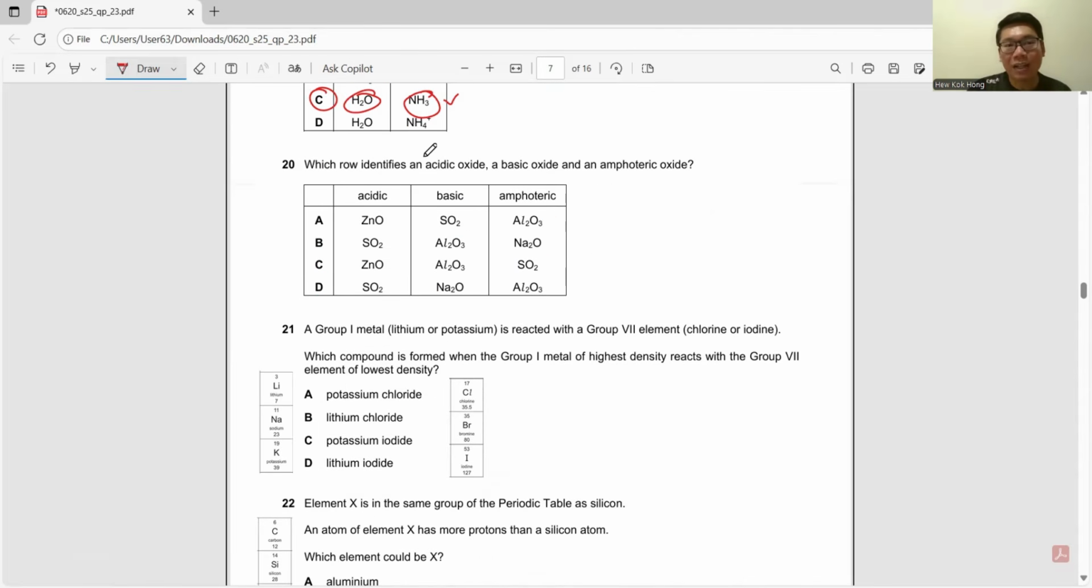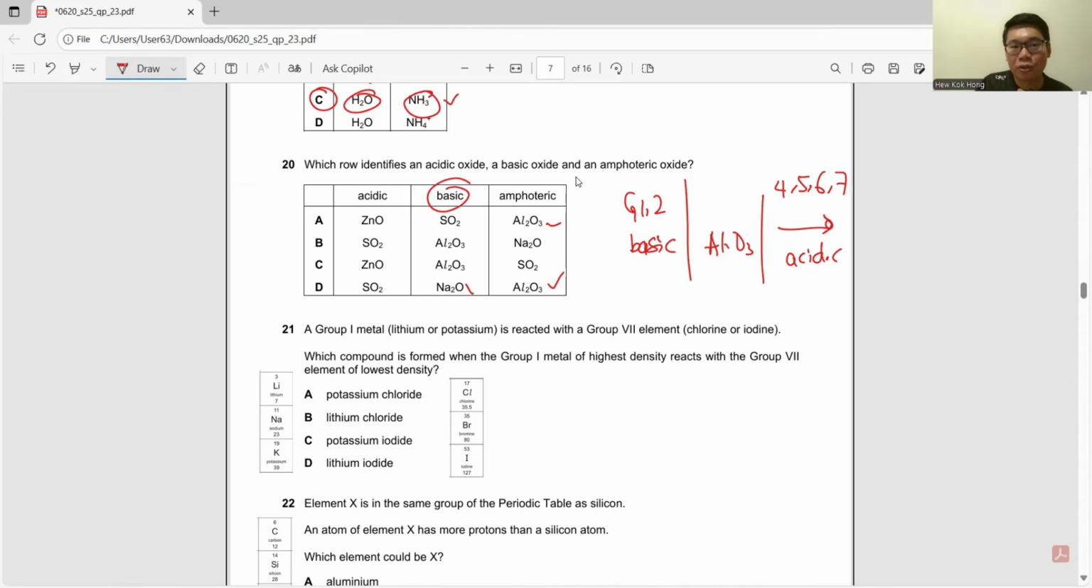20. Which row identifies an acidic oxide, basic oxide, and amphoteric oxide? So we know group 1 and 2 are basic oxides, because group 1 are called alkali metals. And then the amphoteric oxide is always aluminium oxide. This is the amphoteric oxide that we learned. And then after this, from group 4, 5, 6, 7, all oxides are acidic. You can confirm here is correct. And then the basic one is group 1.